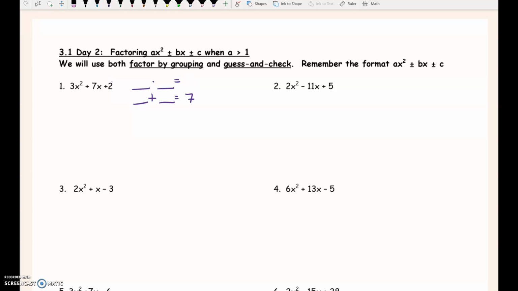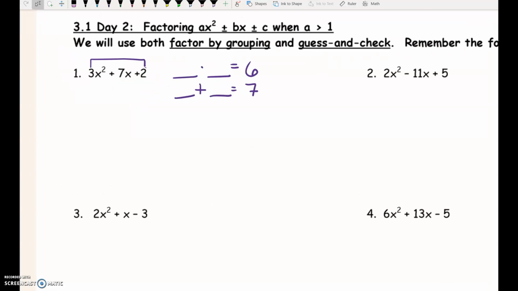But what we were really doing yesterday is we were multiplying the a value and the c value together. Yesterday, the a value was 1. And 1 times anything is whatever that number is. So now we need to multiply these two numbers together, and that's what our goal is for multiplication. So 3 times 2 is 6. We're looking for a pair of numbers that multiplies to give us 6 and adds up to 7. That would be 1 times 6.